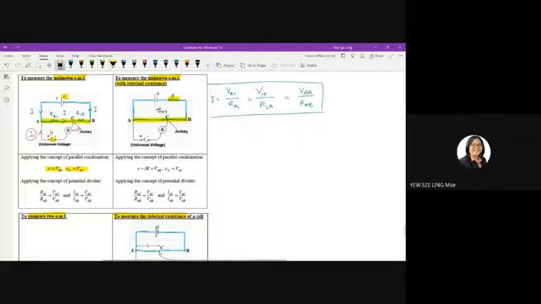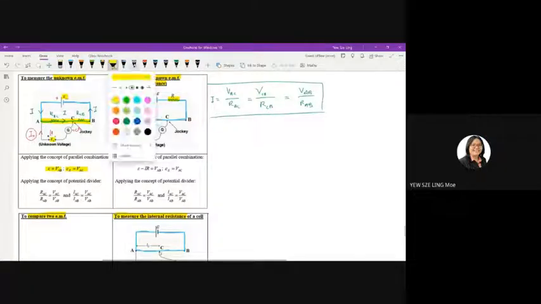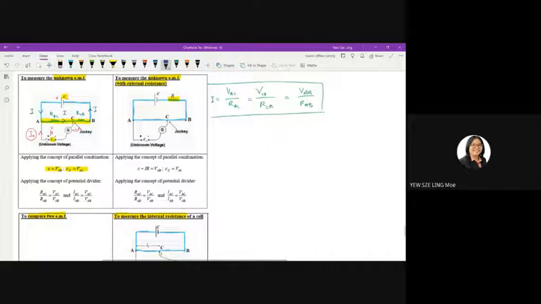But if you recall the things that we have seen in a potential divider, other than R, this AB is actually a wire. We are talking about the length. So we have LAC and also LAB right here. How are we going to link these equations to the length?